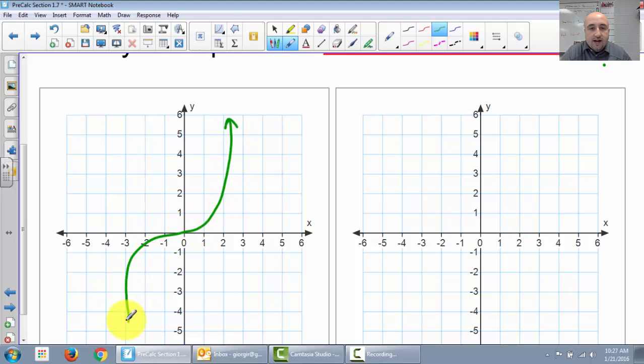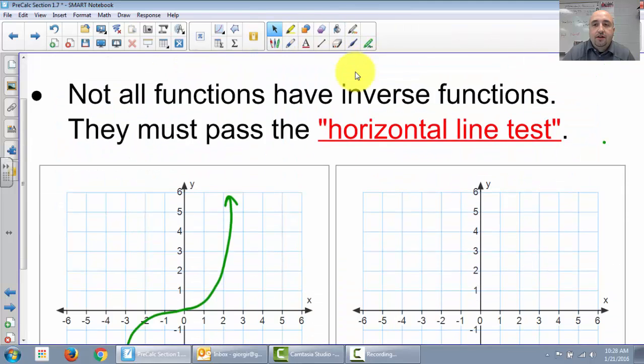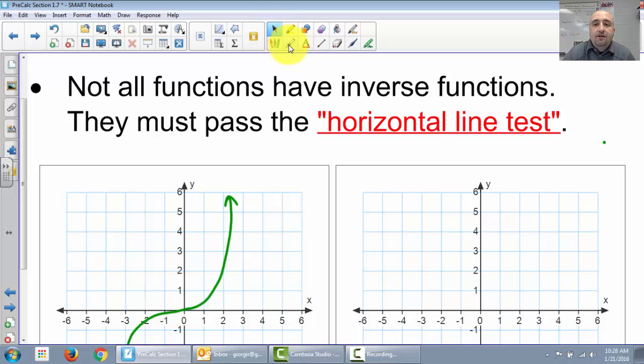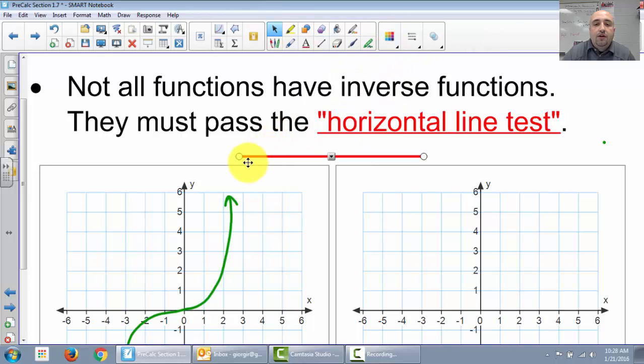Okay, this looks like an x cubed graph. Now, the question is, does it pass the horizontal line test? All right, so I need another line here. I'm going to make this line a different color so you can see it better. All right, so we have this line now.